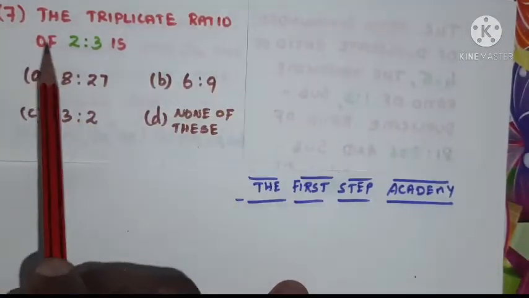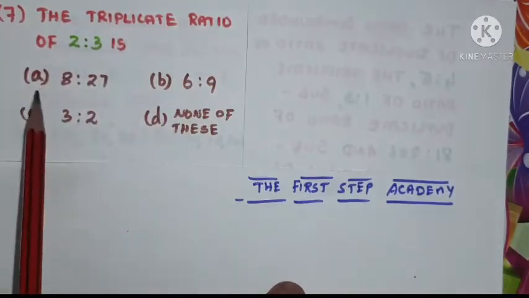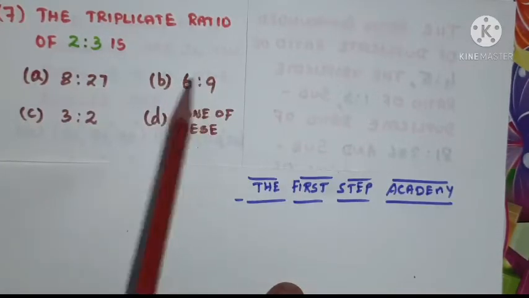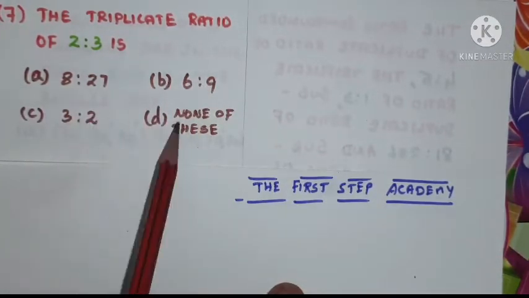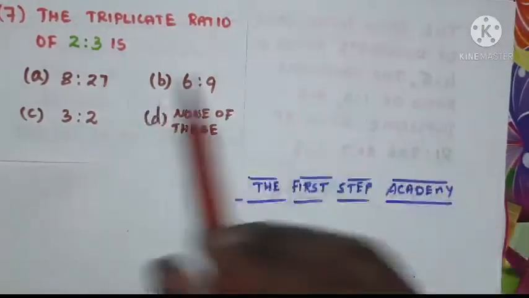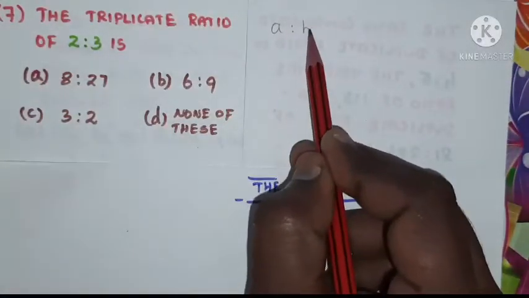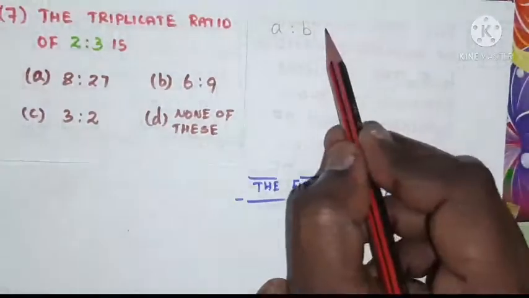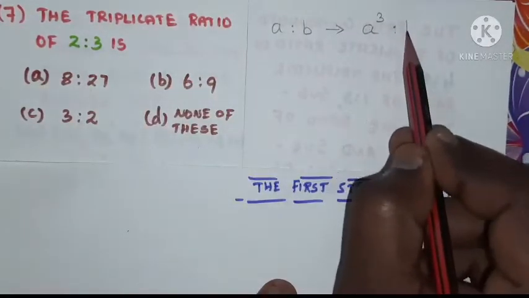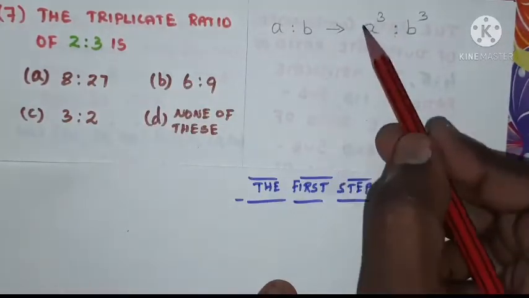Okay, the seventh one is the triplicate ratio of 2 is to 3. Option A 8 is to 27, option B 6 is to 9, option C 3 is to 2, option D none of these. So triplicate ratio, as we saw in duplicate, if we have A is to B as the ratio, then its triplicate ratio can be written in the form A cube is to B cube, right? Duplicate means square, triplicate means cube.